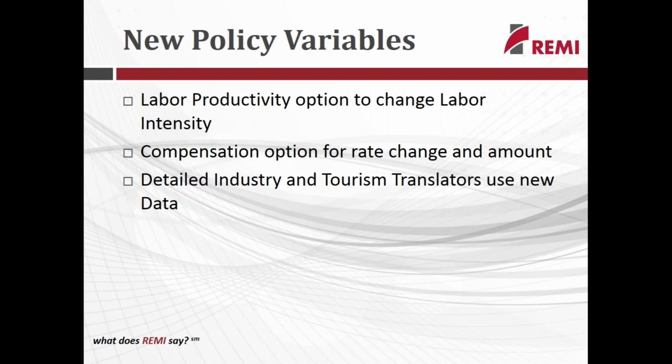And we have updated the detailed industry and tourism translators. Basically, that's just using more recent data on the spread of consumption to different industries as a result of new tourism spending and the kind of IO relationships for industries beyond our traditional 70 sector or 160 sector setup.